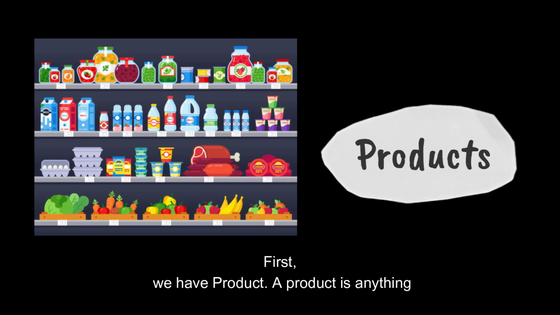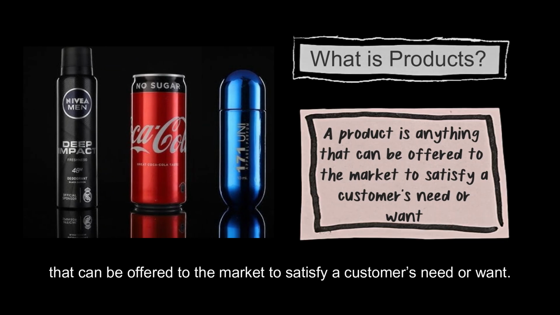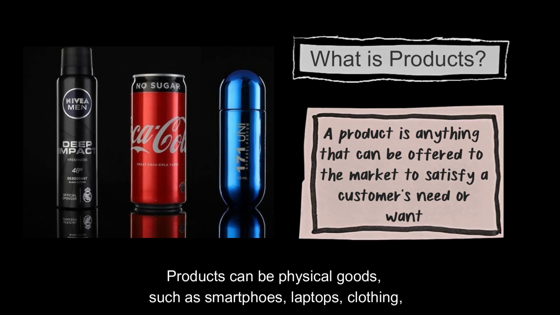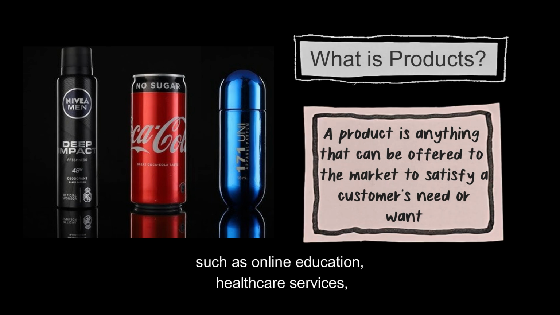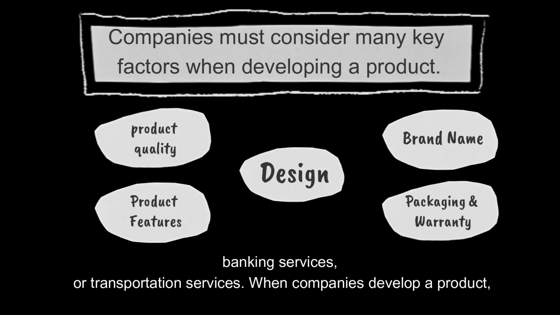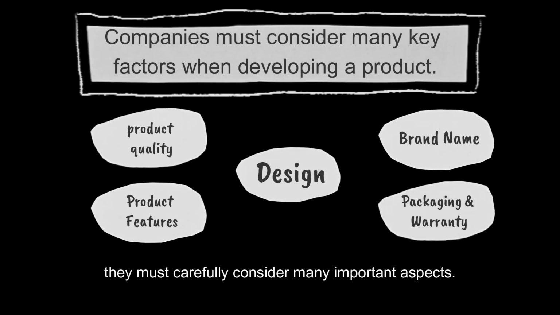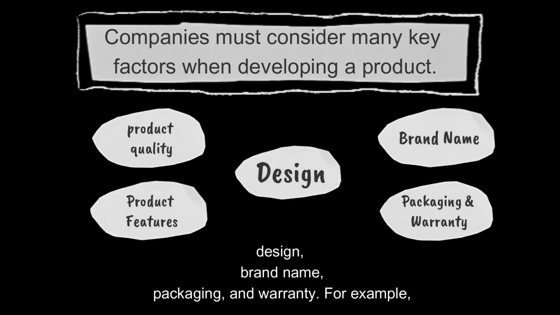First, we have product. A product is anything that can be offered to the market to satisfy a customer's need or want. Products can be physical goods, such as smartphones, laptops, clothing, or food items. Products can also be services such as online education, healthcare services, banking services, or transportation services. When companies develop a product, they must carefully consider many important aspects. These include product quality, product features, design, brand name, packaging, and warranty.